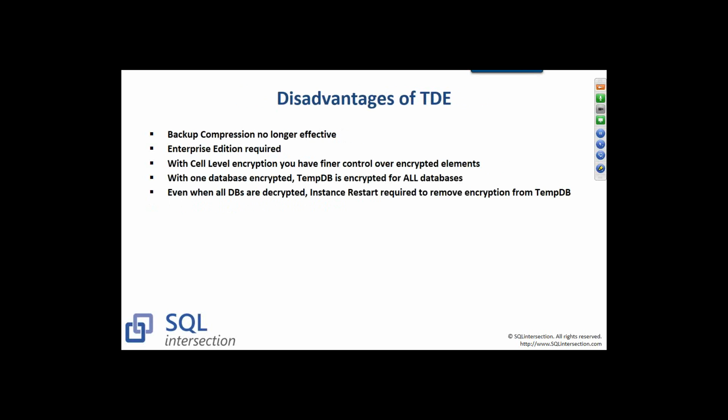And to touch on the disadvantages, this is where the encrypted backups by default come in, and that is that backup compression is no longer effective. If you've ever tried to back up or compress an encrypted file, it doesn't compress very well. They're very random characters, and they have very little duplication that is compression friendly.